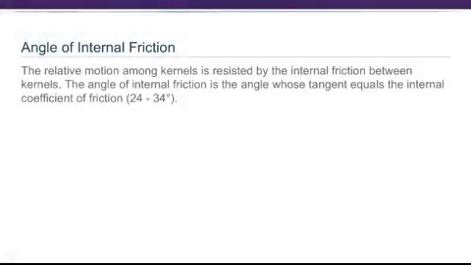The angle of internal friction has to do with the friction between kernels. So if you have relative motion among kernels, that's resisted by the friction of the kernels on themselves. And the angle of internal friction is the angle whose tangent equals the internal coefficient of friction. So if the internal coefficient of friction were 0.3 or something of that sort, whatever angle would have that number as a tangent would be your angle of internal friction.